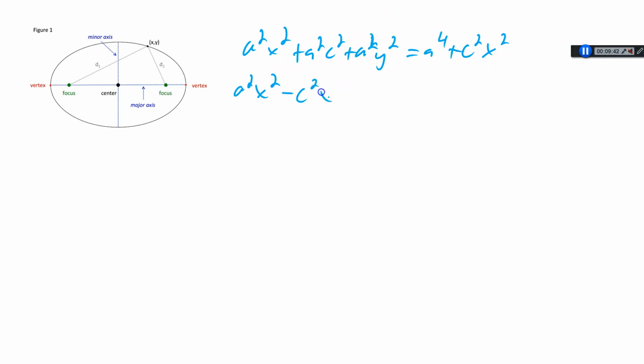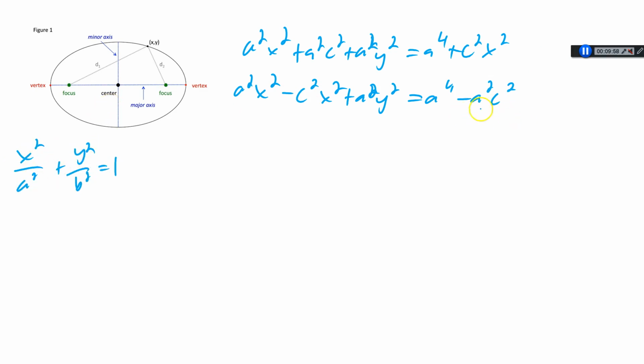So c squared x squared, and then plus a squared y squared. So I'm going to keep that much on the left. And on the right side, I'm going to have a to the 4th minus a squared c squared. The reason I do this is because, remember, our goal is x squared over a squared plus y squared over b squared equals 1. So I want all the constants on one side and the x's and y's on the other.